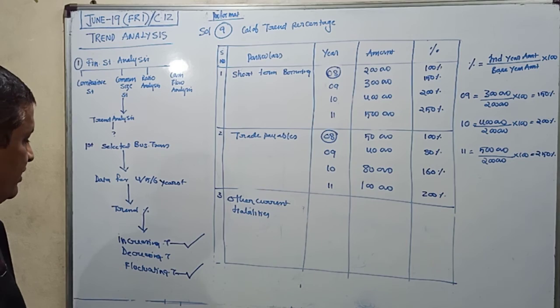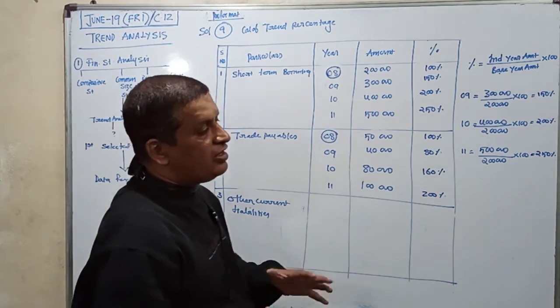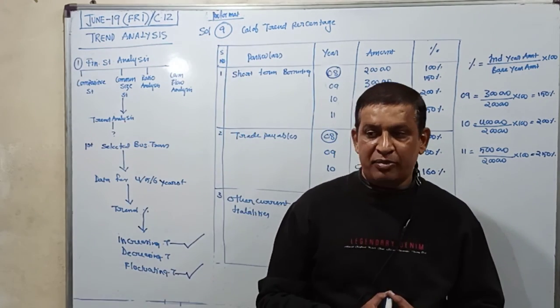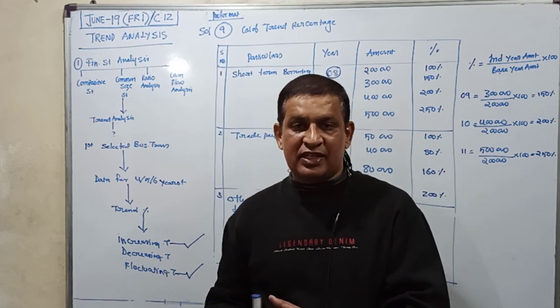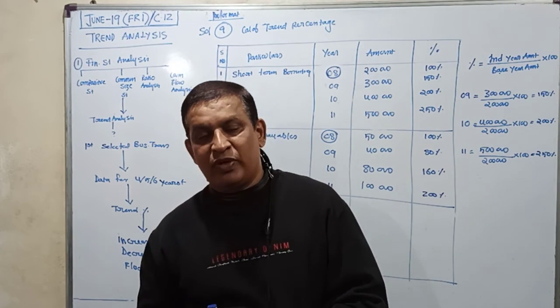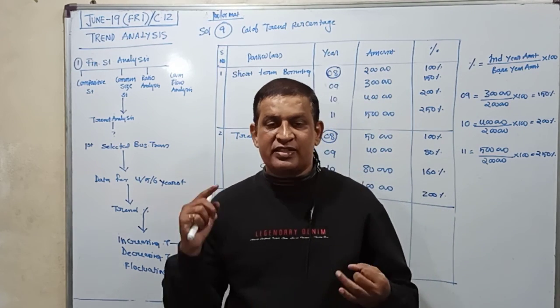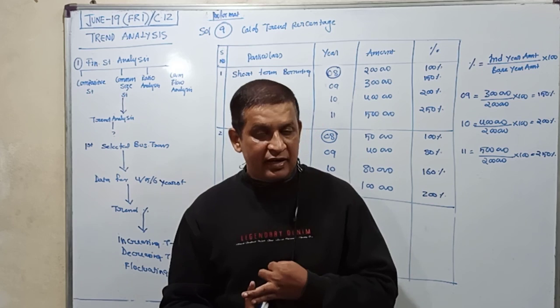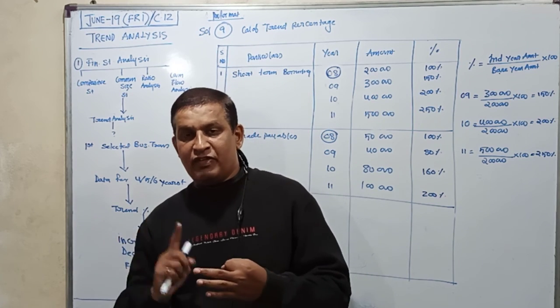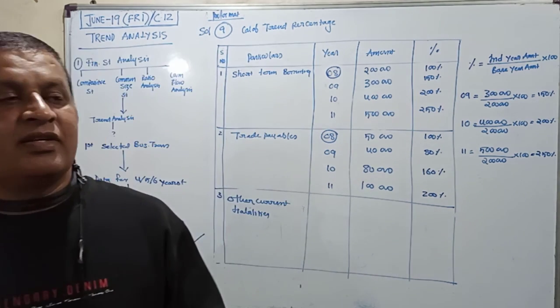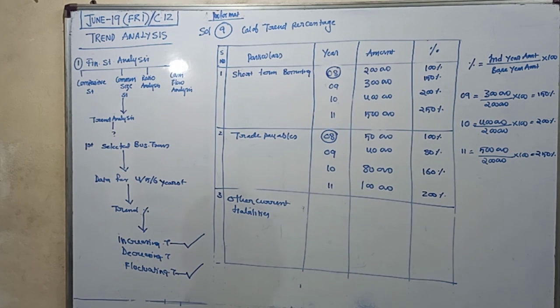With this we conclude the third chapter, that is common size financial statements. So we completed 3 chapters. First was financial statements of companies, then we completed comparative financial statements, then we completed common size financial statements. So I hope you understood it. I hope it's very easy, and thank you.